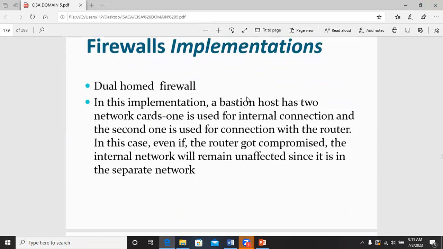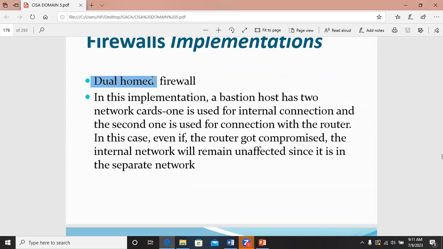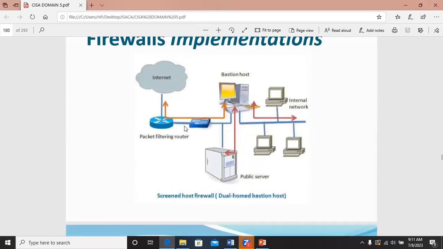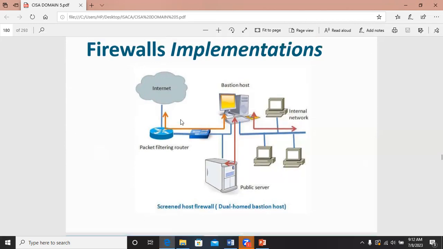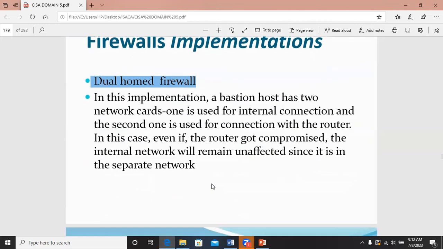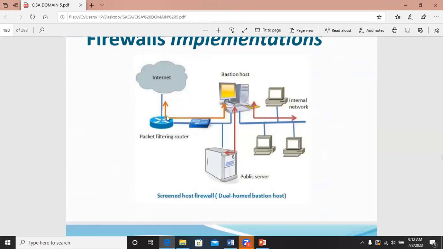So somebody came up with the dual-homed firewall. The structure is the same. This is the internet. This is the packet filtering router. This is the bastion host. You can see it's almost the same arrangement, but there's a difference. The difference is that the 2 of them are on different networks. Here, the 2 of them are on the same network. Here, the 2 of them are on different networks.